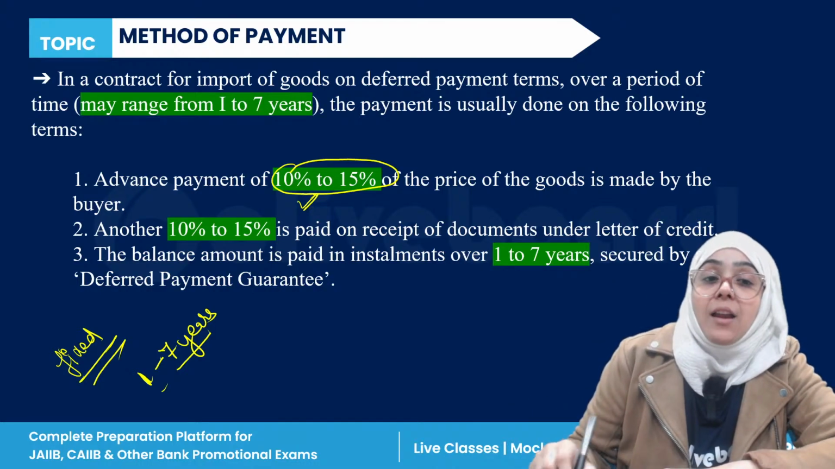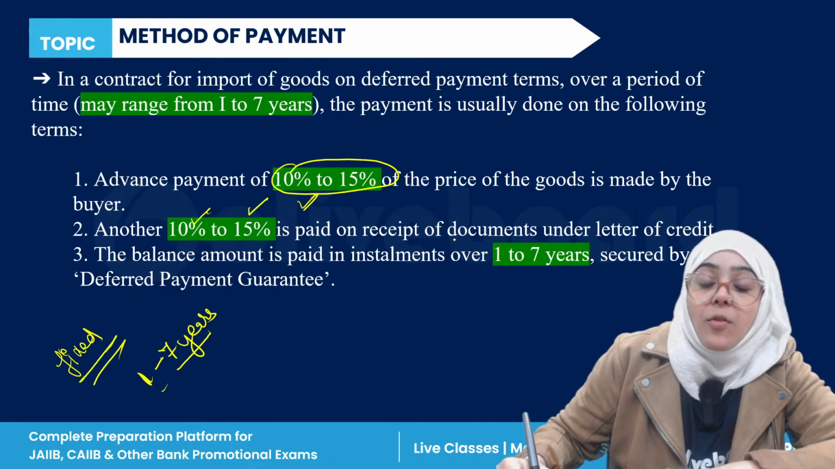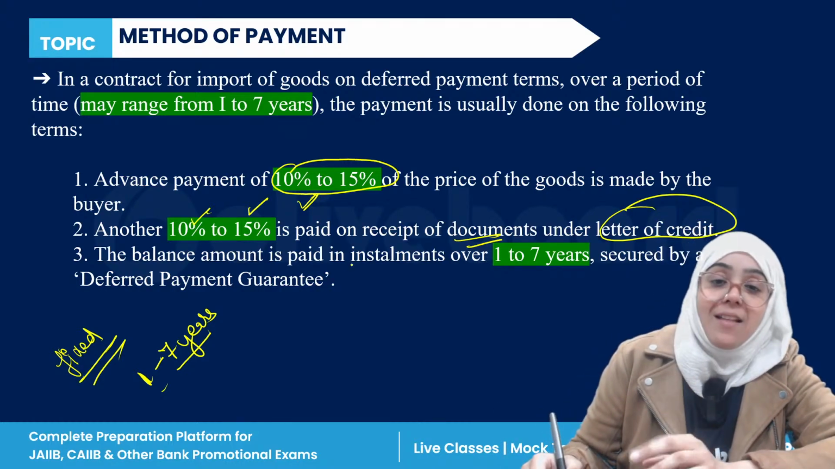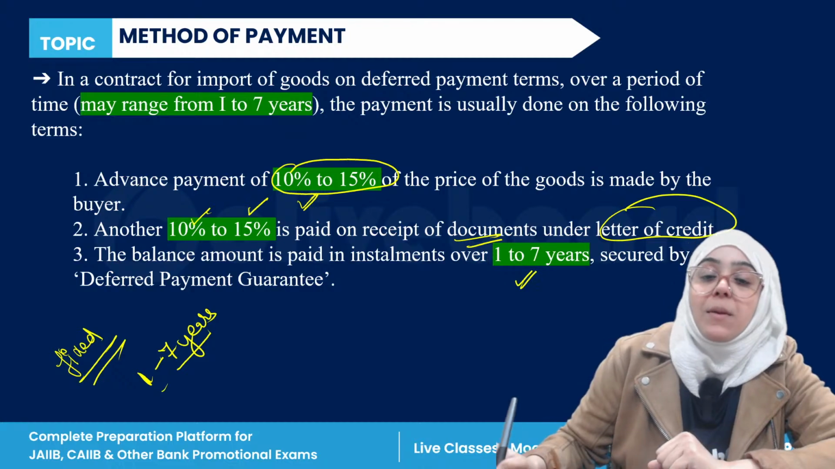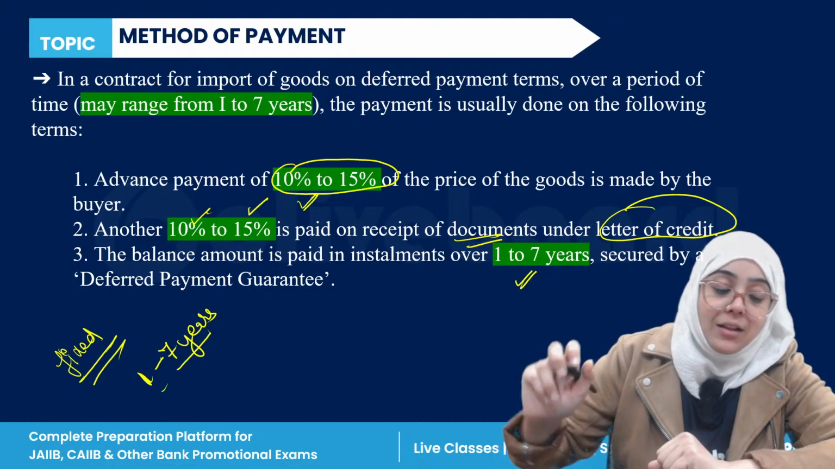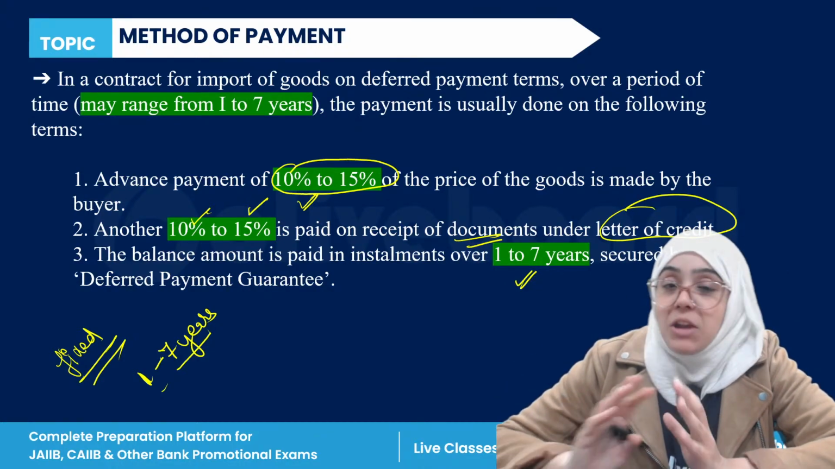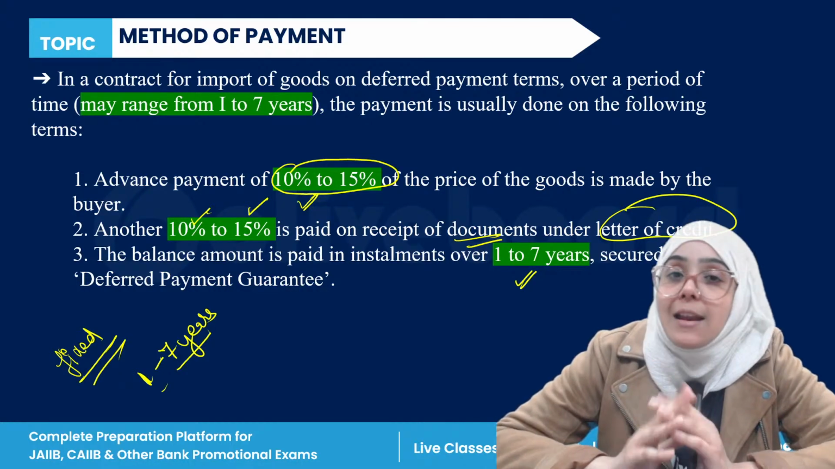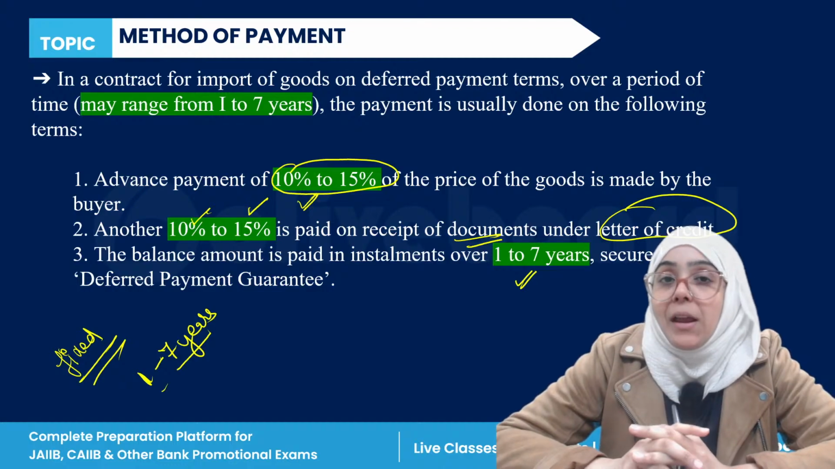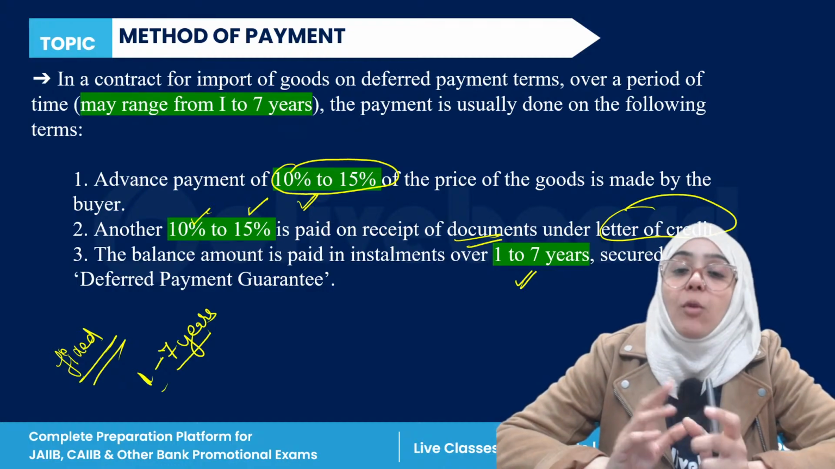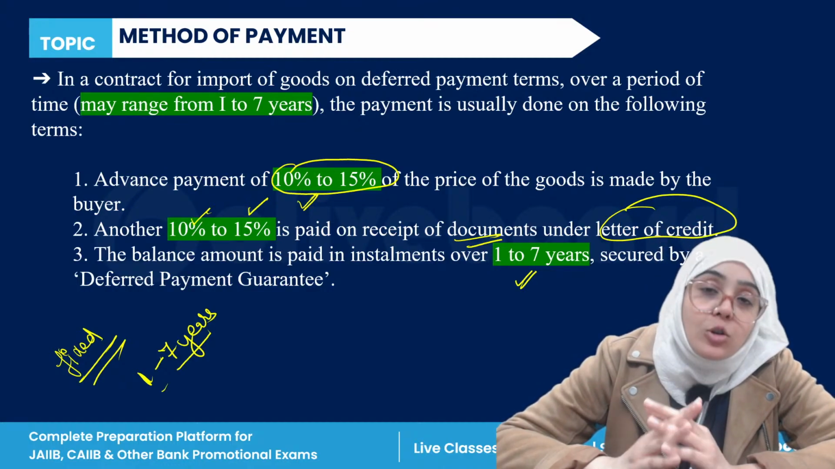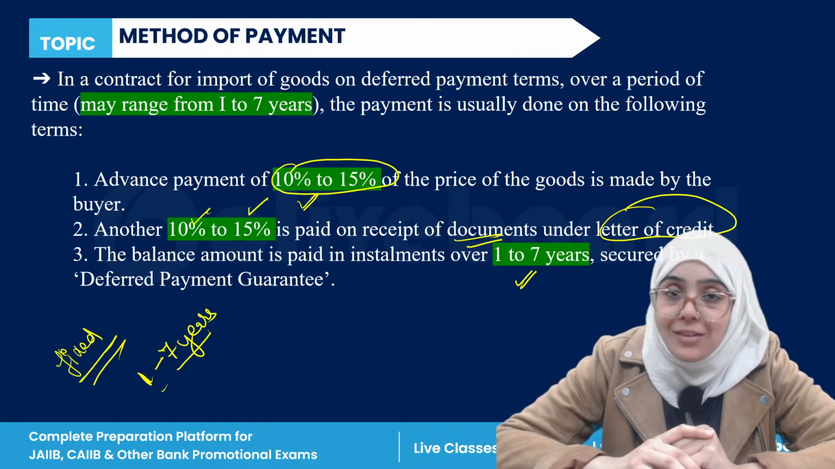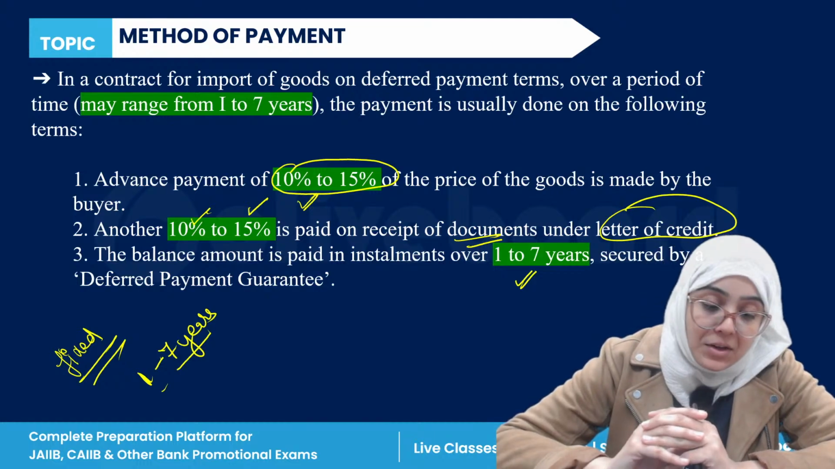Second, another 10 to 15% is paid on receipt of the documents provided under the letter of credit. And third, the balance amount is paid in installments over a period of 1 to 7 years, secured by the deferred payment guarantee. So 10 to 15% advance, 10 to 15% on receipt of documents under the letter of credit, and the balance in installments spread over 1 to 7 years, secured by the guarantee given by the bank or financial institution, which is the deferred payment guarantee. Clear?